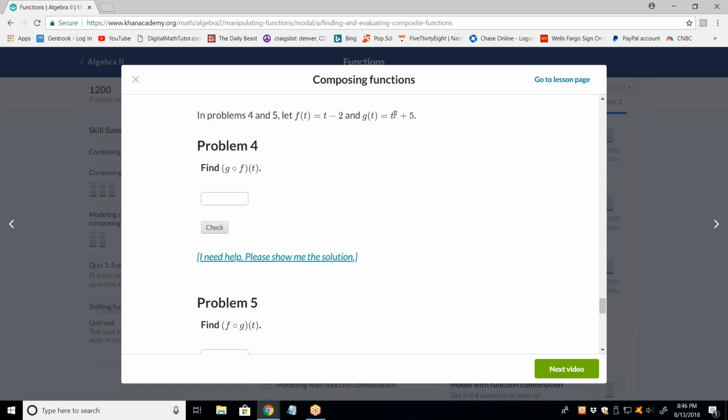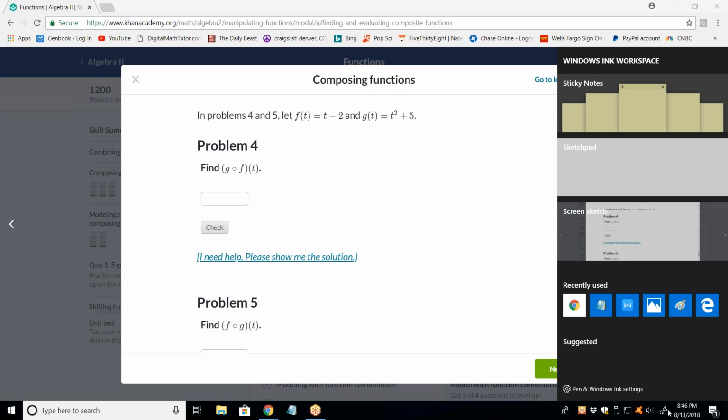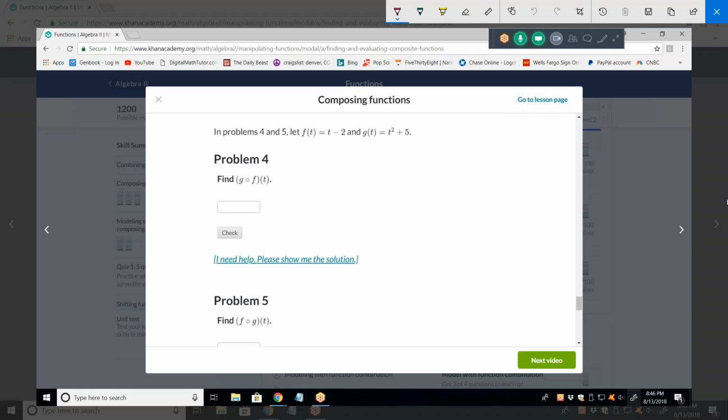Again, they give us two different functions, both functions of t. So tell me what the function is. G of f of t. Notice again, there's no numbers for t, so we're going to get an answer that is in t.